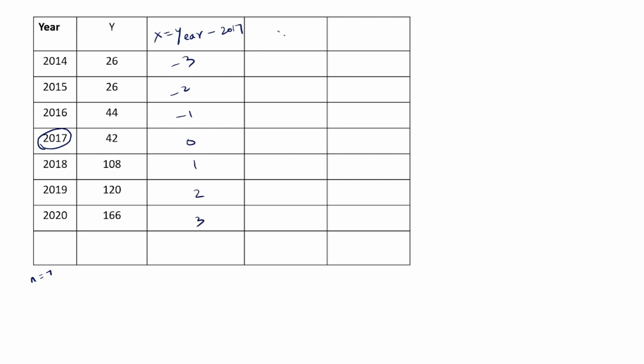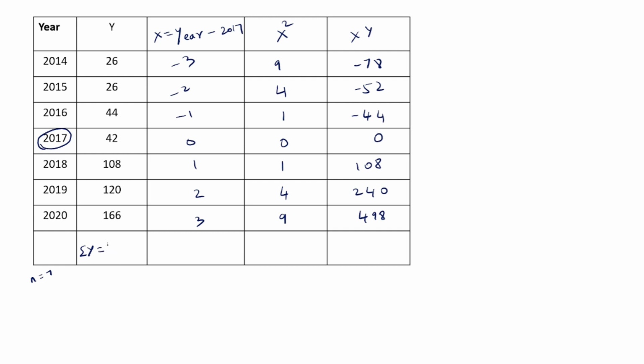And then we have x square and xy. So here x square is minus 3 the whole square 9, minus 2 the whole square 4, minus 1 the whole square 1, then 0, 1 square 1, 2 square 4 and 3 square 9. Next we have xy, it is 26 into minus 3 minus 78, then 26 into minus 2 minus 52, 44 into minus 1 minus 44, 42 into 0 0, 108 into 1 108, 120 into 2 240, 166 into 3 498. Now let us find the sum of all these.